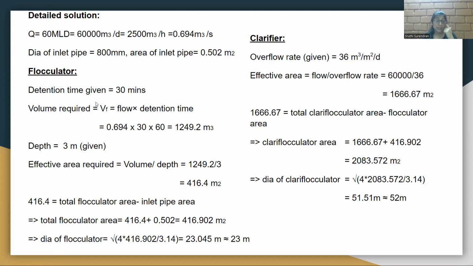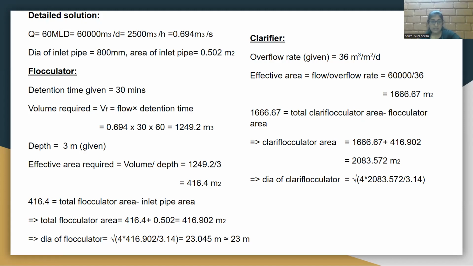So the glitch here, or the tricky part here, is the diameter of the inlet pipe. Since the inlet pipe is actually flowing into the flocculator, water is flowing from the inlet pipe into the flocculator. So you need to deduct the area of the pipe from the flocculator area and then calculate the diameter of the flocculator. In case of the clarifier, you have to deduct the flocculator area from the total area.